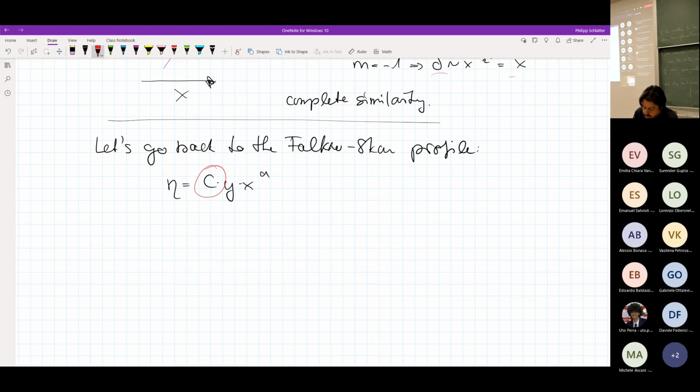So somehow we need to choose this c, and the idea is that we choose it such that we recover Blasius for m equals 0, or a being minus 1/2. So we would like to get our c in such a way that it becomes consistent, so that our picture is a consistent picture. Okay, so how can we do that?